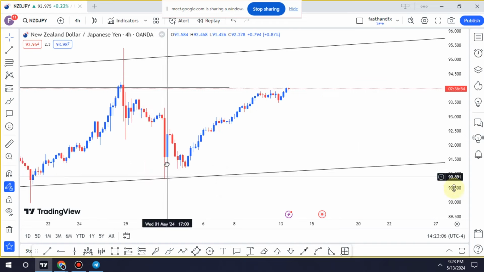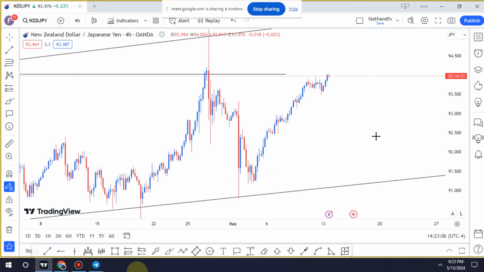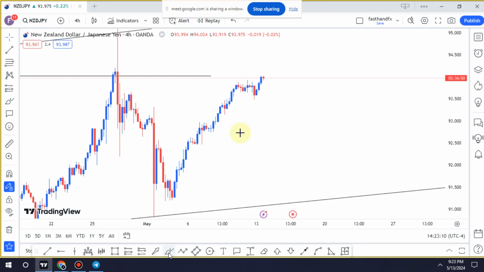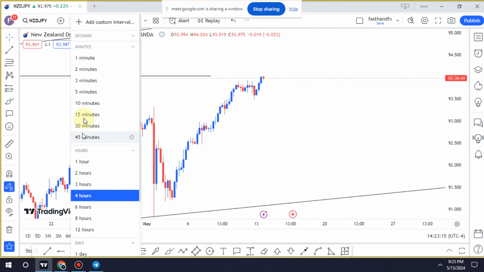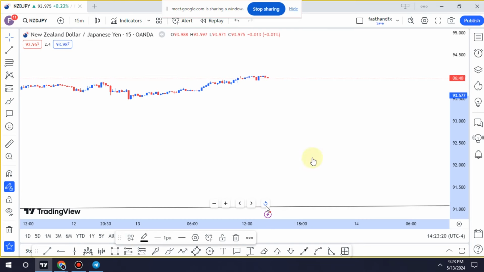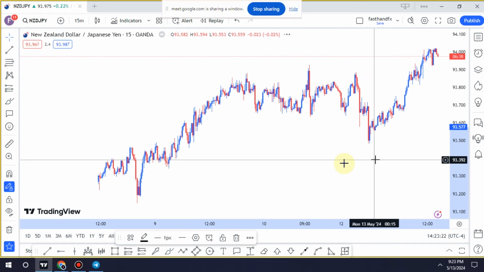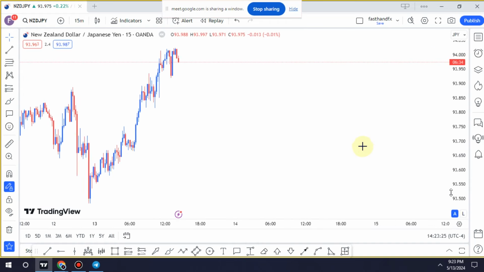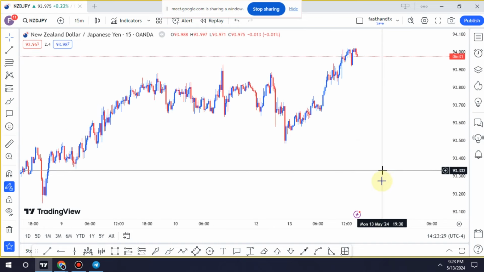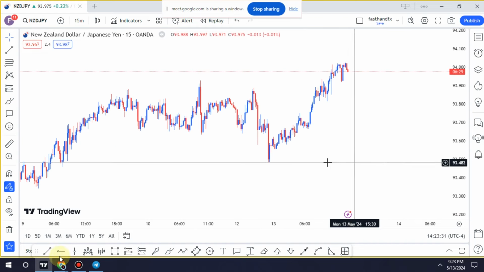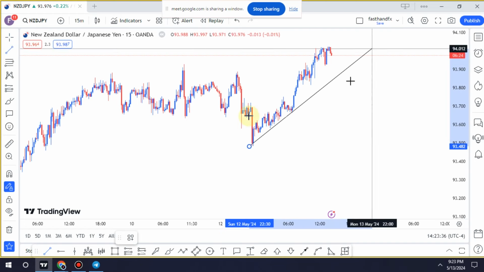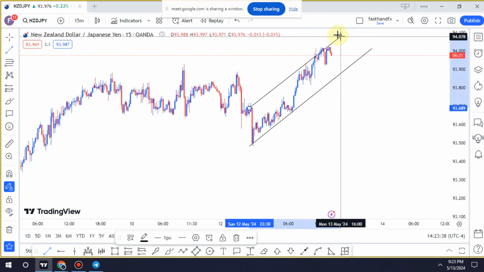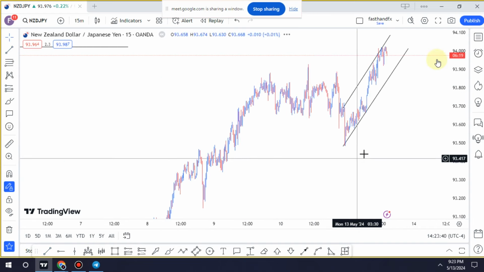Okay, so based on the H4, like I said before, we need to concentrate on this level and see how price is going to react. So what should we be looking out for? Reversal patterns or continuation patterns? Now, if we can't draw any, then we should go to the lower time frame, the 15 minutes. 15 minutes should be good. So probably something like this, and something like this. All right.